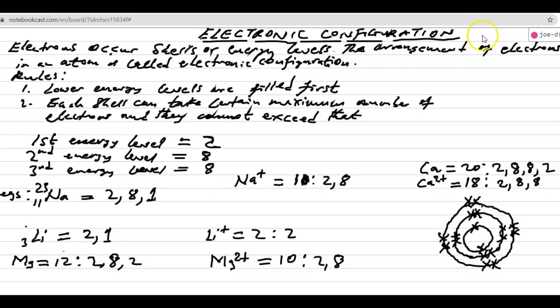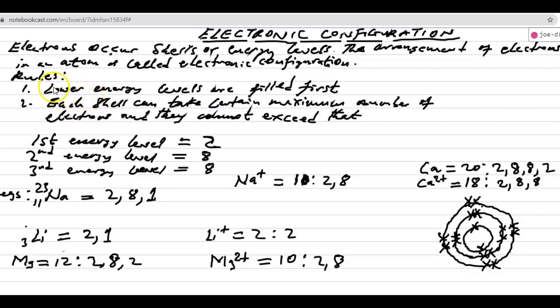Now, the arrangement of electrons in an atom is called electronic configuration. So how the electrons are arranged in an atom is what we call electronic configuration. There are certain rules that govern how the electrons are arranged in every particular atom, and we want to look at the rules and some examples in this video.